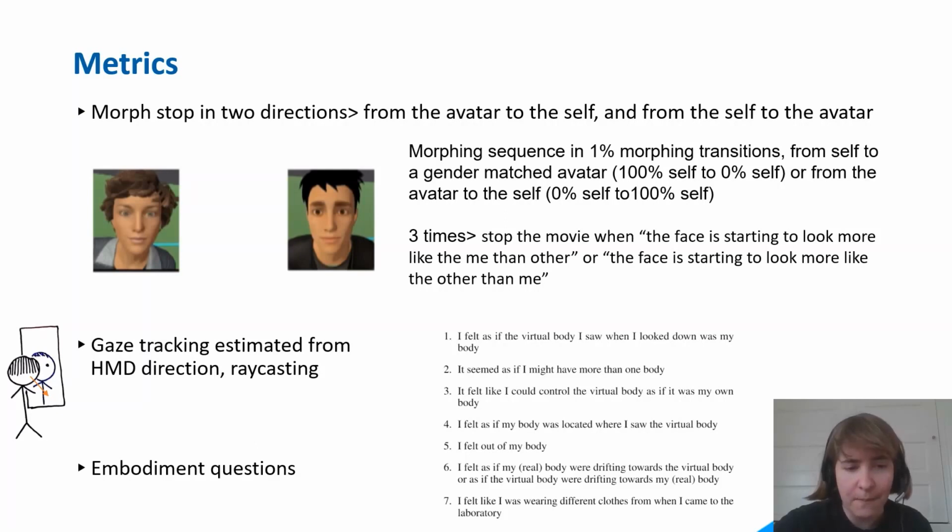We measured the gaze, as in where people were looking. That was estimated from the head direction raycasting, not directly from eye tracking. And finally, we had some embodiment questions regarding how much people felt embodied in the different conditions.